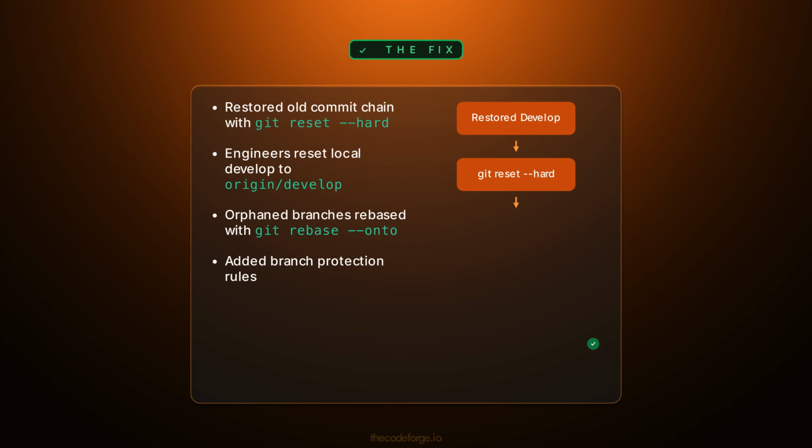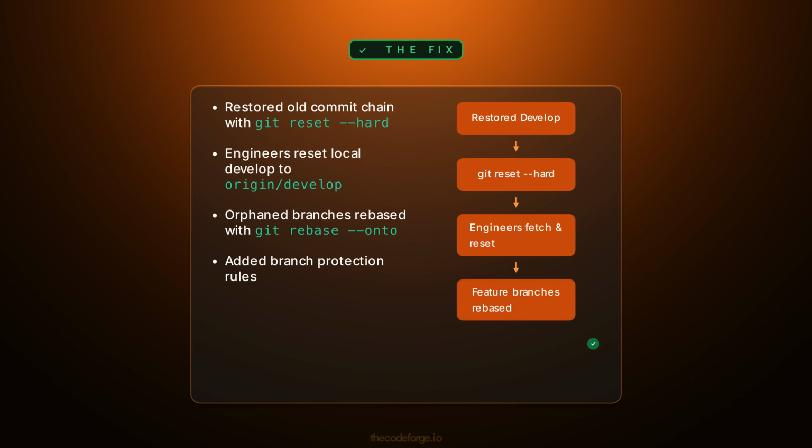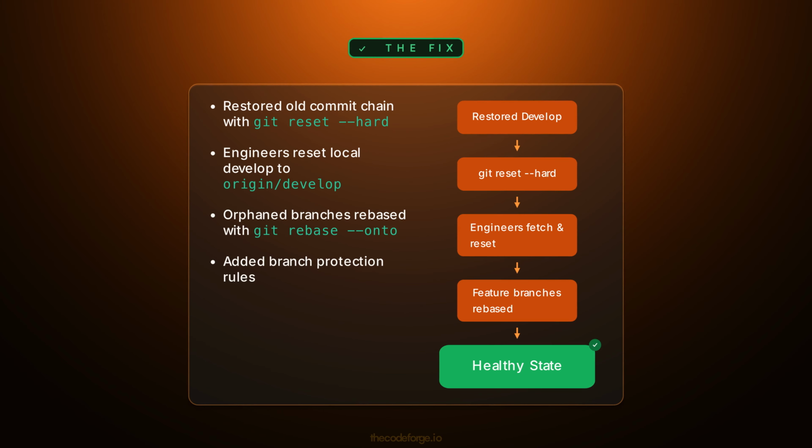The fix involved several steps. First, the old commit chain was restored by force-pushing the pre-rebase SHA back to origin. Then each engineer ran git fetch origin and git reset --hard origin/develop to align their local develop. For the 3 orphaned feature branches, git rebase --onto origin/develop old-parent-branch-tip replayed their commits on the restored develop. Finally, branch protection rules were added to prevent direct pushes to develop.